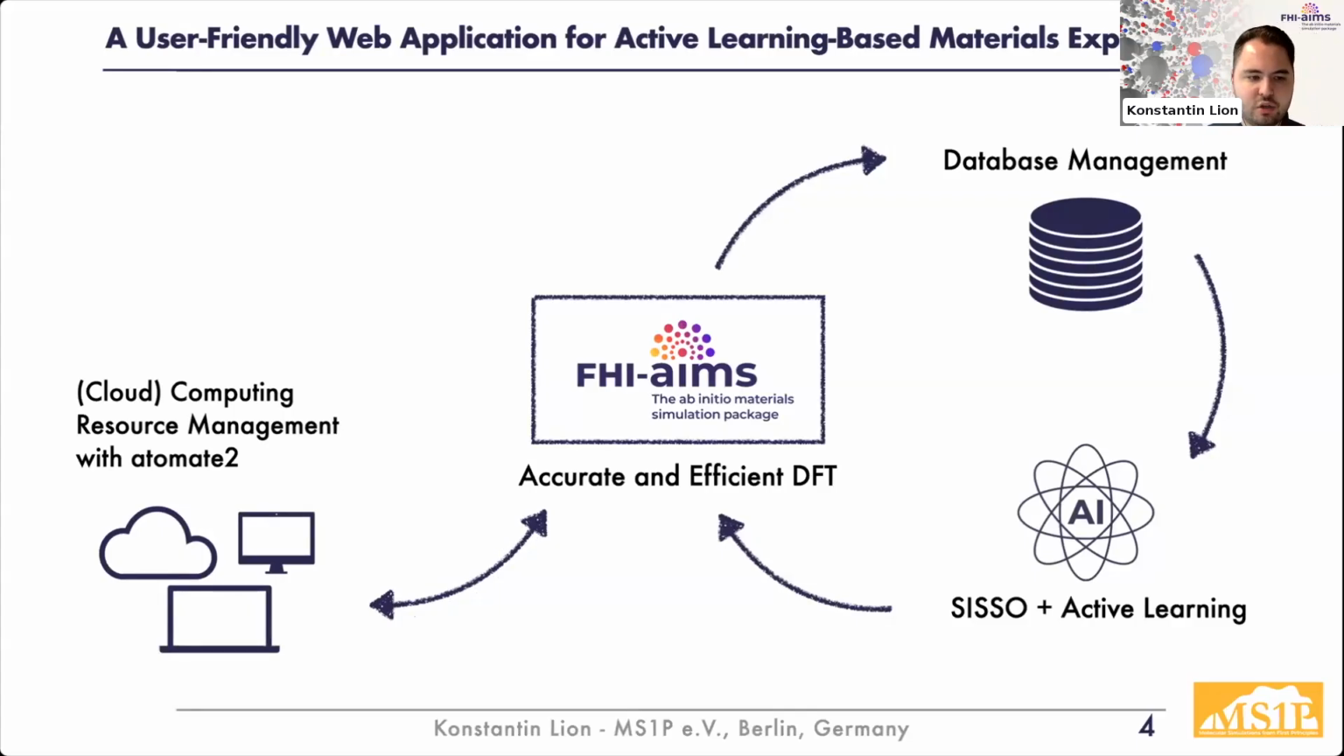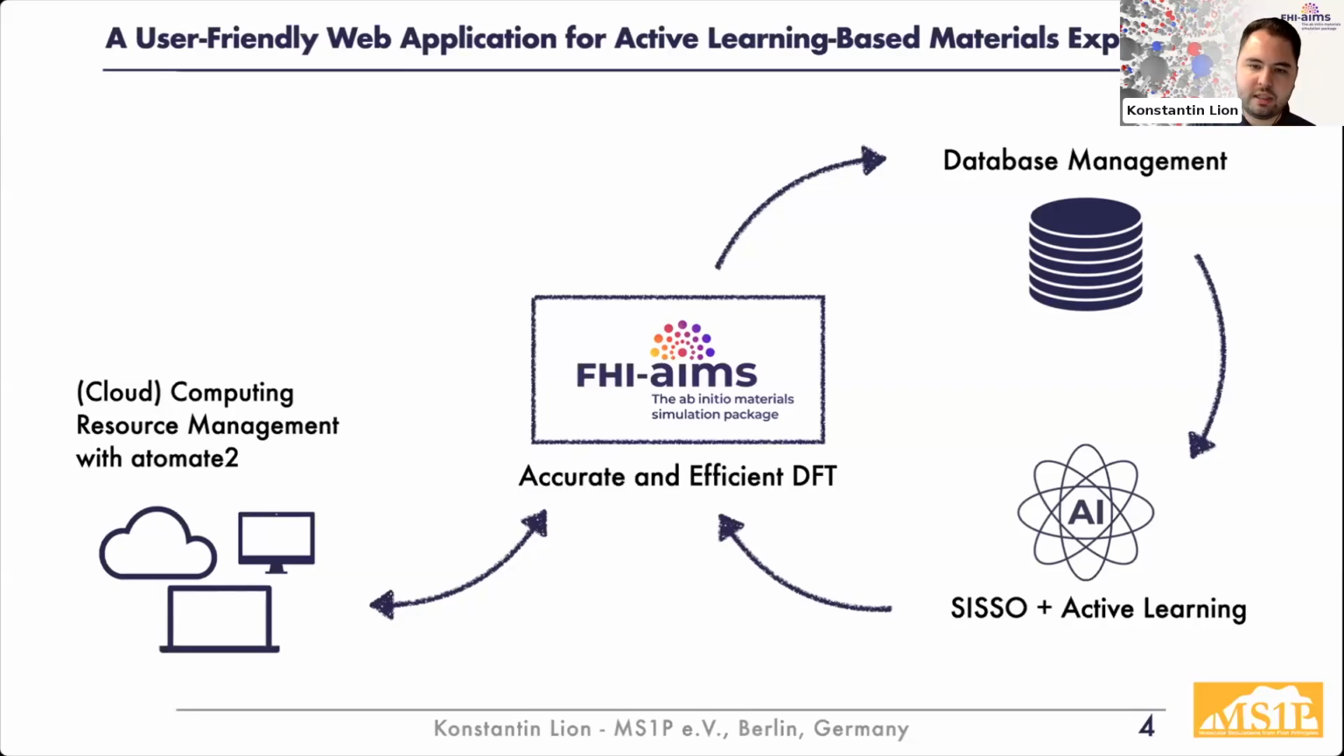The FHI aims calculations, and the resources for those calculations, are handled with Automate2 and actually also Jobflow in the background. That means these can be offloaded to supercomputing infrastructure, as well as, for example, cloud services if you're really doing more expensive FHI aims calculations and you don't want to do everything on your local machine.